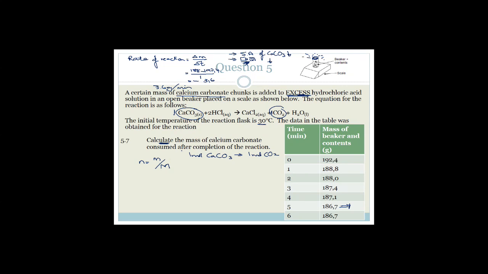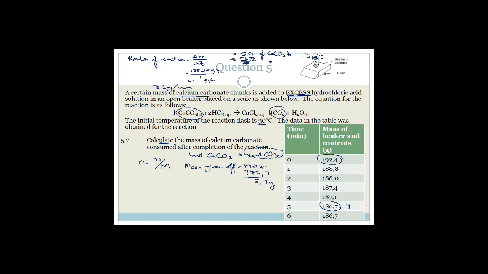So we need to work out the number of moles of carbon dioxide. The number of moles is mass over molar mass. Mass is the amount of carbon dioxide that's been given off. So the mass of CO2 given off is equal to 192.4 minus 186.7, which works out to be 5.7 grams.